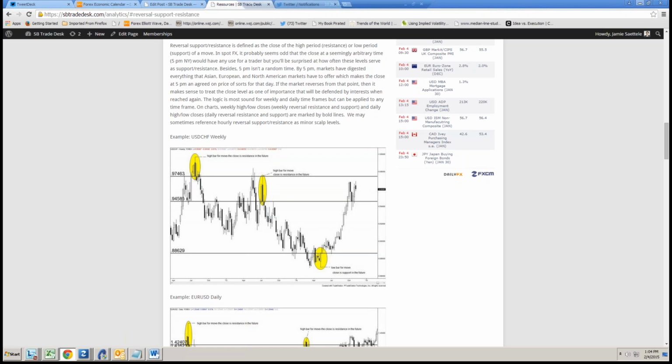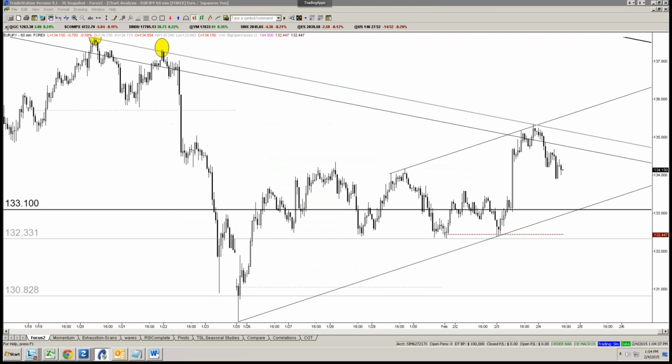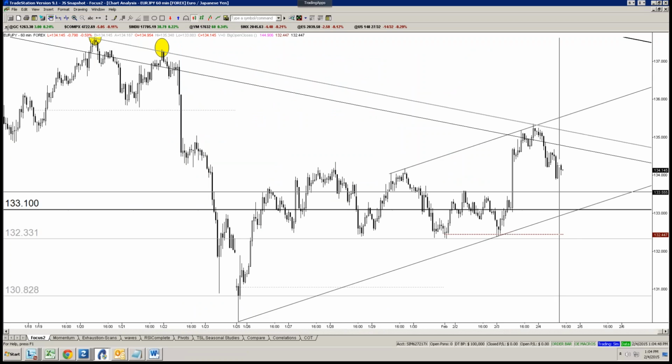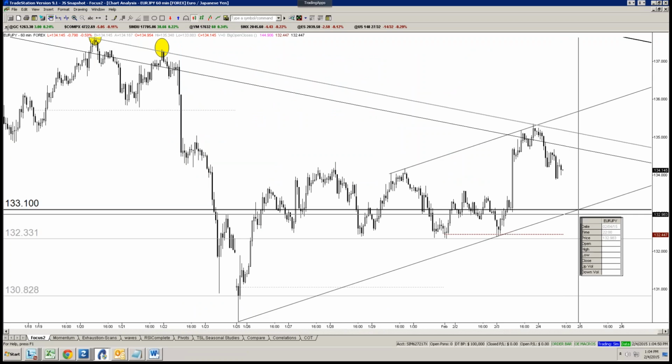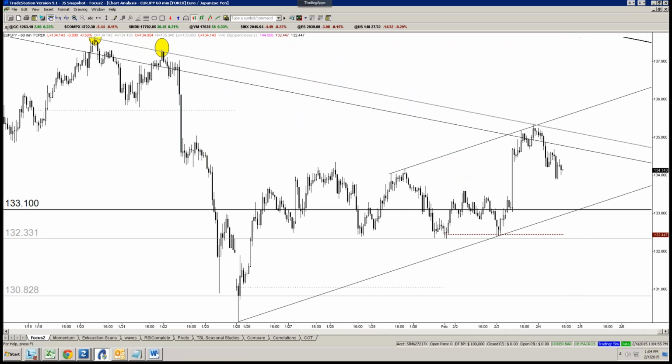So you'll see that a lot of these come into play as support and resistance in the future. So why am I noting all this? Because this reversal support, 133.10, comes into play tonight. You know, call it late Asia, early Europe, basically, is when this is going to intersect, this uptrend line here, with the daily reversal level, okay?